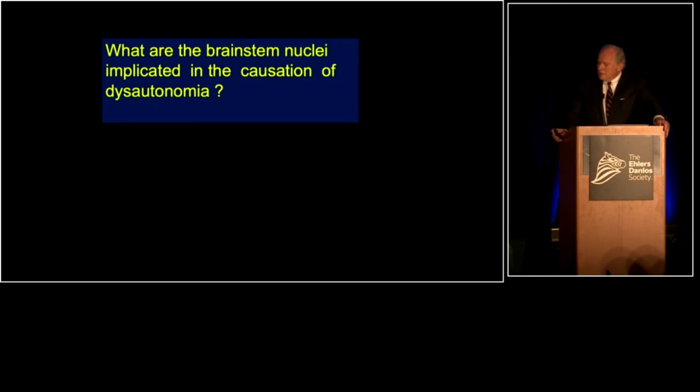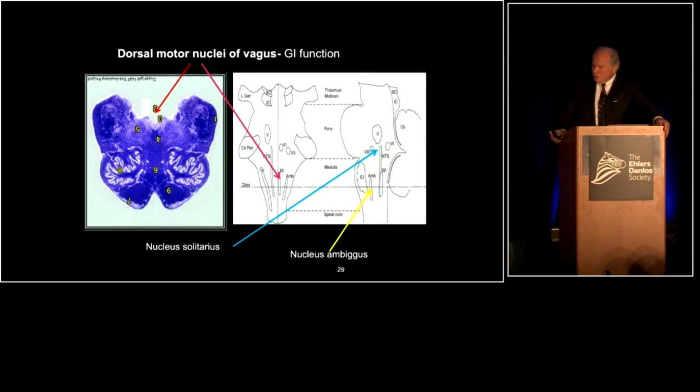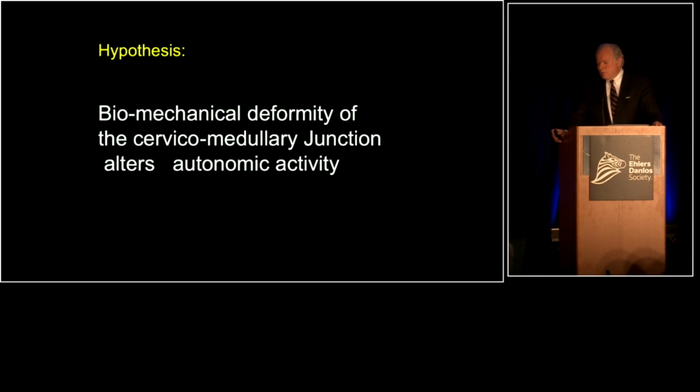What are the brainstem nuclei? I've talked about the dorsal motor nuclei and the nucleus solitarius, very important for governing heart rate and blood pressure. Nucleus ambiguus in pulmonary breathing and speech, actually. So our hypothesis is then the biomechanical deformity of the cranio-cervical junction is going to alter autonomic activity.